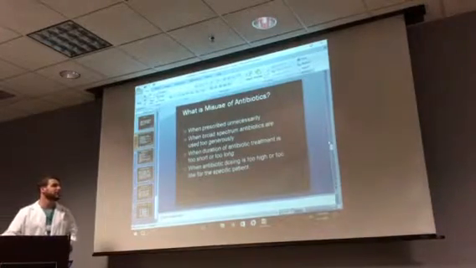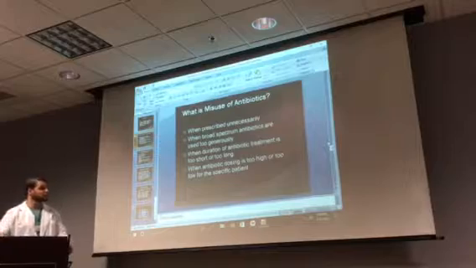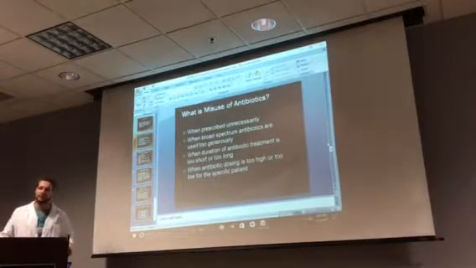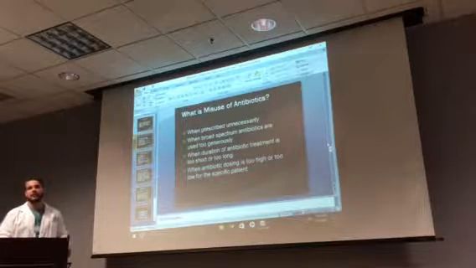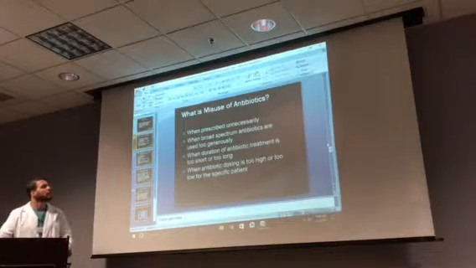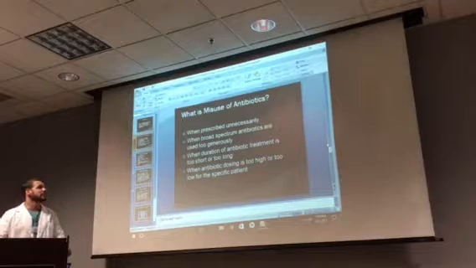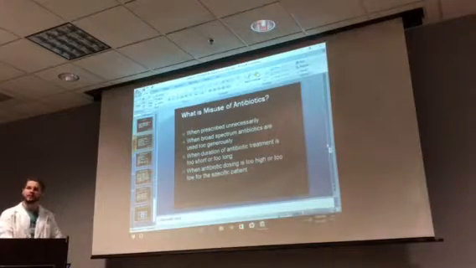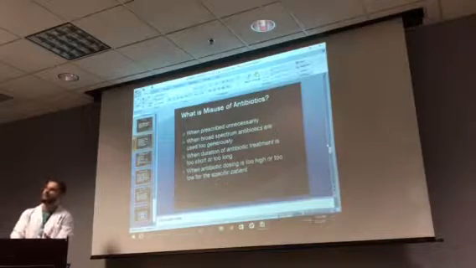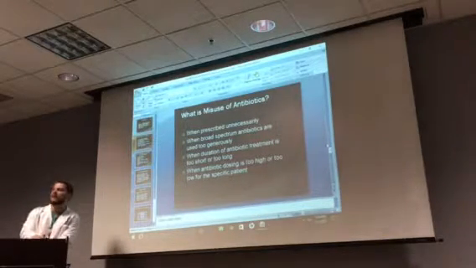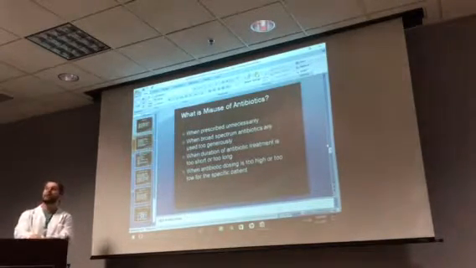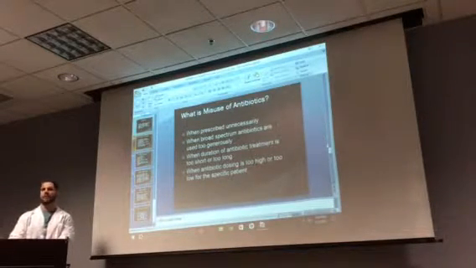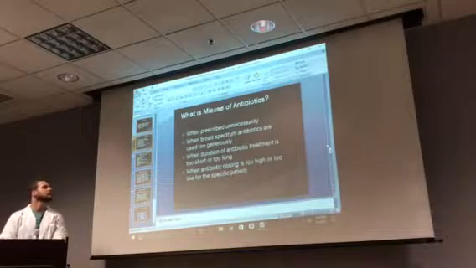What is misuse of antibiotics? The first one, when prescribed unnecessarily. When prescribed for those viral infections, that person didn't need those antibiotics for a viral infection. When broad spectrum antibiotics are used too generously. You do the culture and sensitivity, you get it narrowed down to this antibiotic works 85% effectiveness for that bug. Well, we need to start transitioning the patient off of those broad spectrum antibiotics as soon as possible.